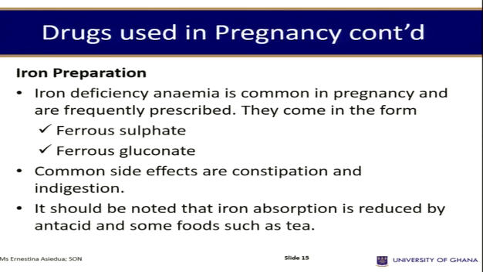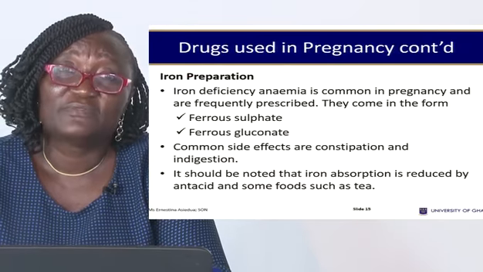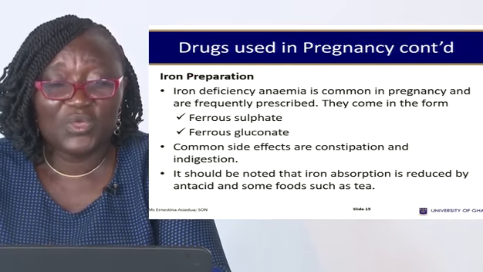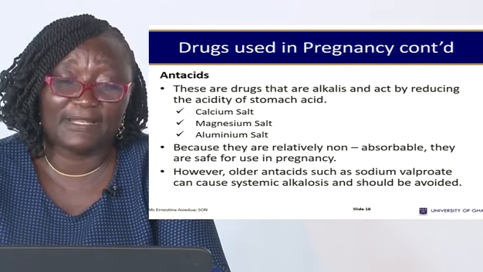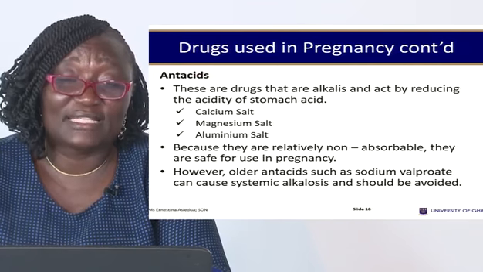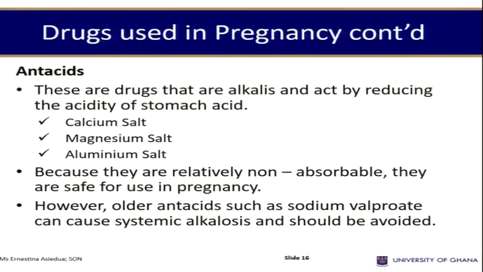And then we also have the iron preparations. I think we have mentioned these things in our antenatal care. Ferrous sulfate, ferrous gluconate, which are administered routinely to women at antenatal clinics. We have antacids. We all know antacids: the calcium salt, magnesium sulphate, aluminum sulphate. We know these drugs already.